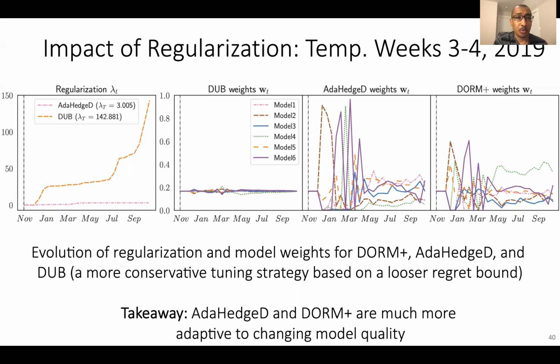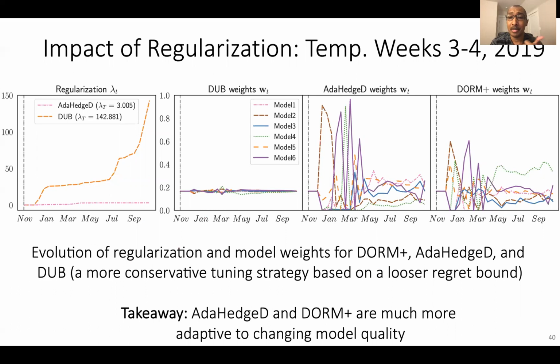Now let's explore a bit the impact of regularization. We spent a good bit of time discussing what could happen if you used an overly conservative setting of your lambda parameter. So let's see what happens in practice. Here, we're going to compare the evolution of the regularization strength and the model weights for 3 different algorithms. There's the tuning-free Dorm Plus that doesn't even have a regularization parameter.